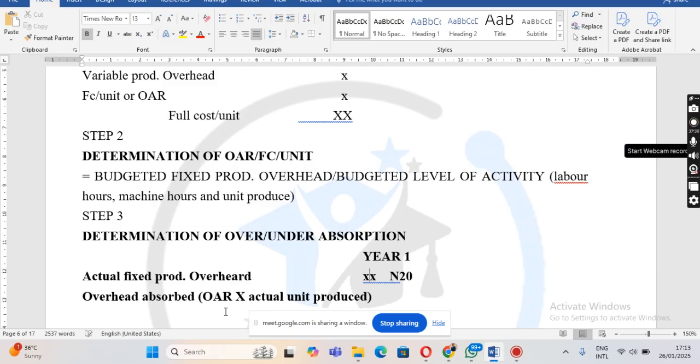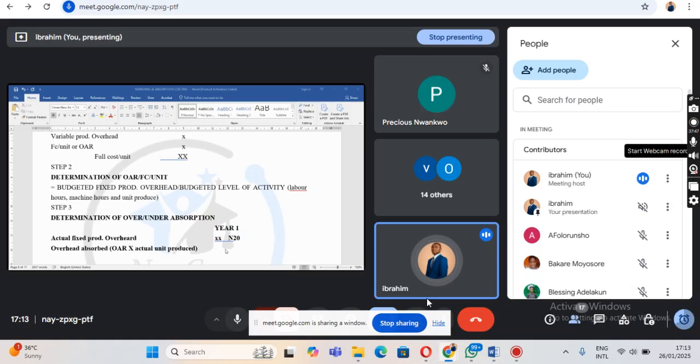That will give you your overhead absorbed. Now, if you check the material, it's there. How to determine over and under absorption is there. Now, why do we have to do it this way, class?